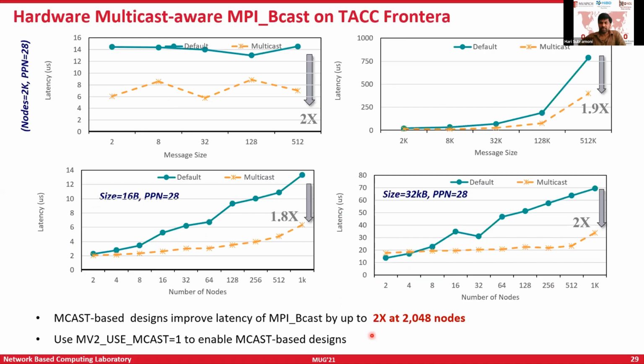So what's the big deal? What happens if I'm able to use support for hardware multicast on TACC Frontera? So here we show the performance of MPI broadcast, or MPI bcast, with and without support for hardware multicast on the TACC Frontera system. As you can see, one can get significant benefits in overall execution time for the broadcast collective with multicast as opposed to without multicast. And we can see that the multicast-based designs improve the latency by up to a factor of 2 at 2000 nodes. So if you are running very large, let's say, broadcast operations, then this is something that you should definitely look at.